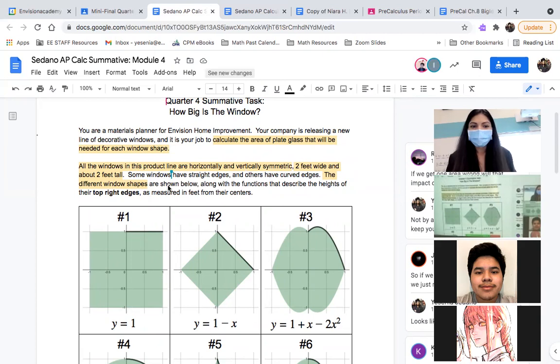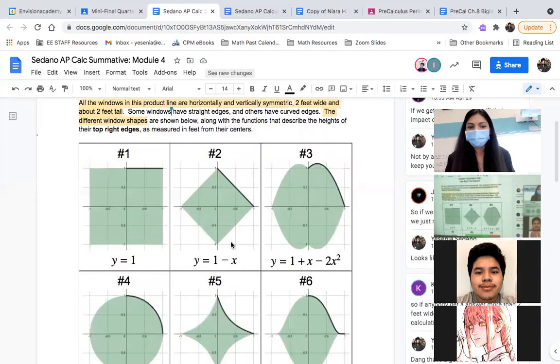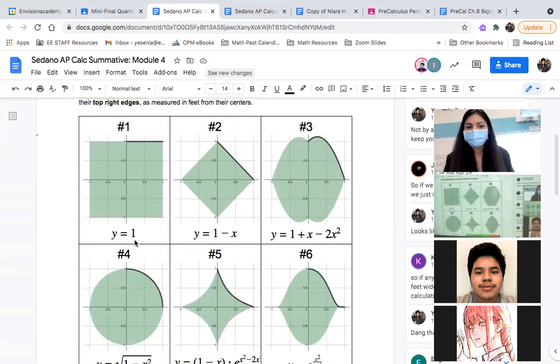The different window shapes are shown below along with functions. This one has a function of y equals 1. This one has this function. And the function they're talking about is just right here in black. It's just in the first quadrant. So this one would be here. This one would be here.